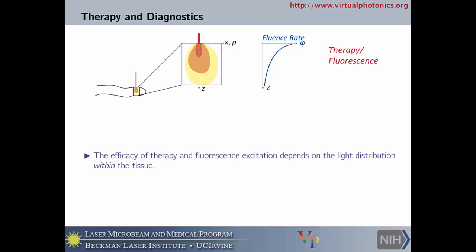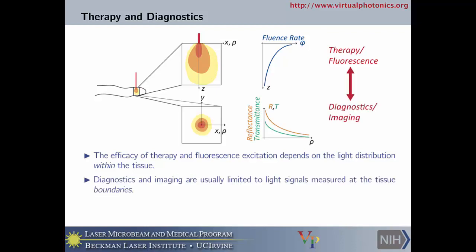Now for diagnostics, you don't have access to this directly. You only have access to what's coming out either the other end, if you happen to be working in a very thin tissue system, or you can only look at the stuff coming out back through the surface. So this is a top view. This is what your distribution may look like.